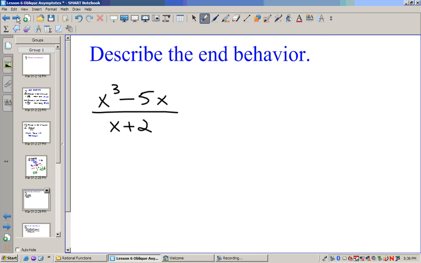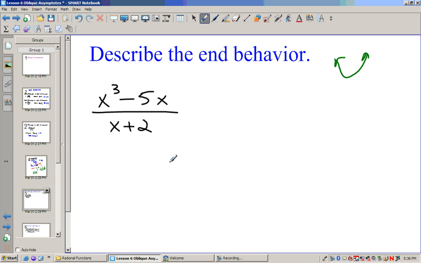All right, let's try a new problem. Describe this end behavior. Well, if I would divide by x on all of these, this would be x squared minus 5, which would be a quadratic. So a quadratic that's facing up. So we know that this would go towards positive infinity as x gets closer and closer to positive infinity. Now let's see what the oblique asymptote is.